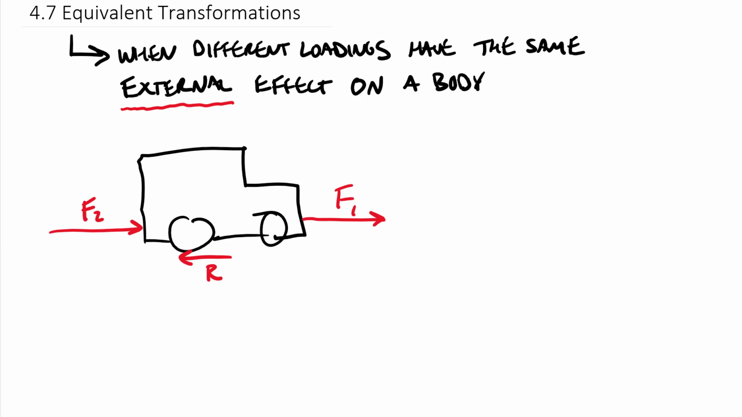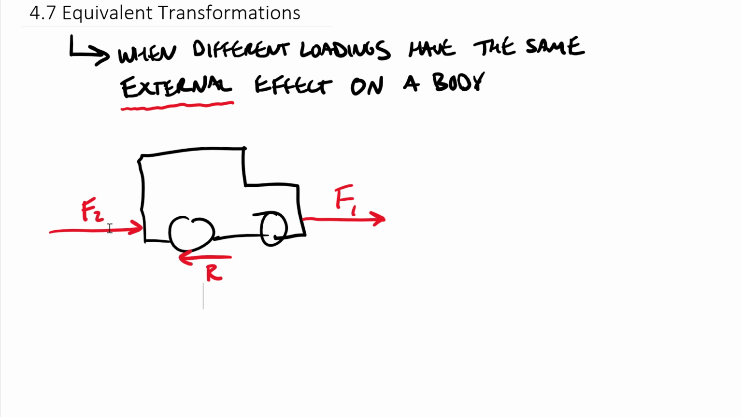But their internal effect could be very different, right? If you're pulling over here on F1, you might pull off the front bumper. If you're pushing back here on F2, you might collapse the rear bumper or the rear of your vehicle. So they're going to have a different internal effect. And also how the tension and compression manifest themselves through the frame of this car are going to be very different between pulling and pushing. So these are externally equivalent, but internally they're different.